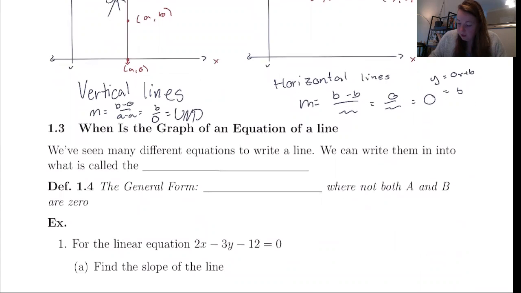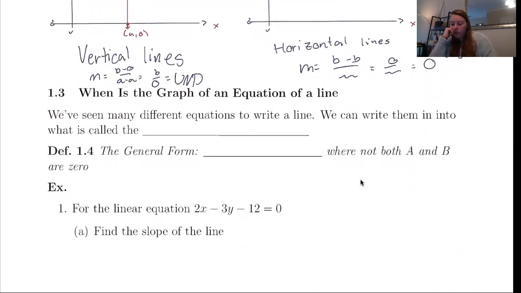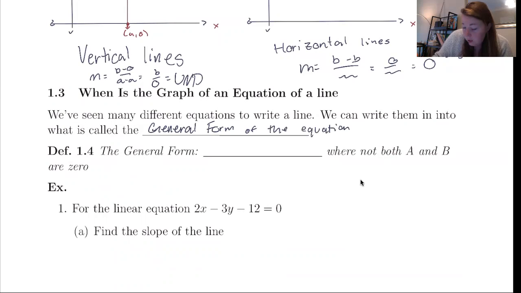So when is the graph of an equation the graph of a line? We've seen many different equations to write a line, right? We can write them into what is also called the general form of the equation.